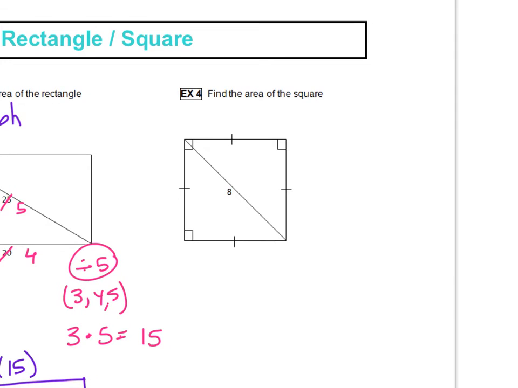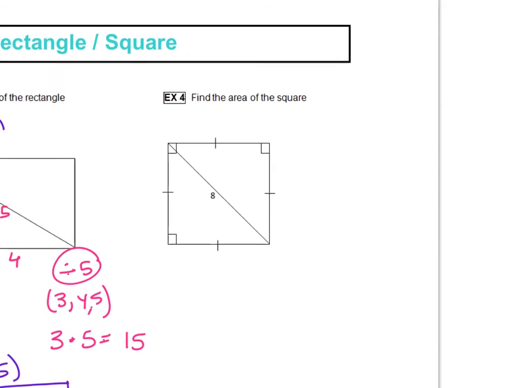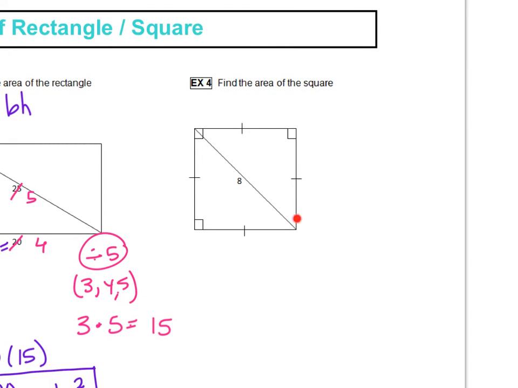Find the area of the square. So we've got the square. Again, there's a right angle right there. If we can figure out what the side length is, then we'll just take side squared, area equals the side squared, and then we can find the area. So, because we don't know what the side is, I'm just going to use x's for now. If that's x, then this side also has to be x.